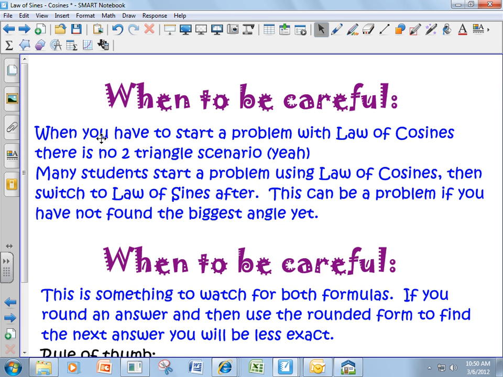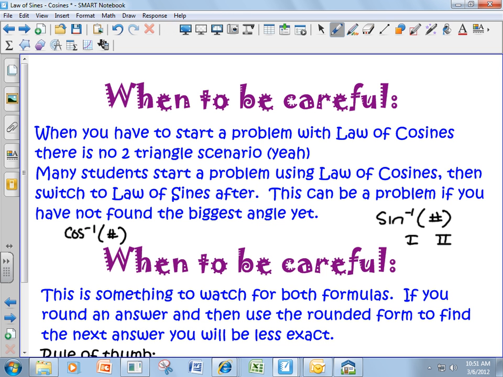Number one is, and this is actually a good thing, when you are using law of cosines, there's no 2 triangle scenario. 2 triangles will not be a possibility. A reason why, and hopefully this makes sense to you: when we had to find the two angle possibility with the law of sines, it was because when we did the inverse sine of some number, we knew that there was an answer in quadrant 1 and in quadrant 2, as long as this number was positive. If we're doing this with law of cosines, we are going to be doing the inverse cosine of a number.